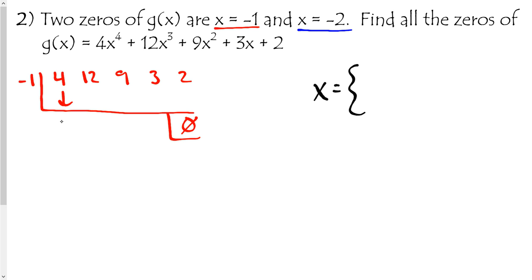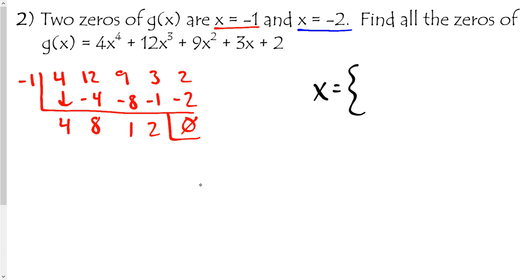So, doing a little bit of arithmetic, copy that 4 down. So -1 times 4 is -4. 12 minus 4 is 8. -1 times 8 is -8. 9 minus 8 is 1. -1 times 1 is -1. 3 minus 1 is 2. And -1 times 2, yep, gives me -2. So I do, in fact, have a remainder of 0.